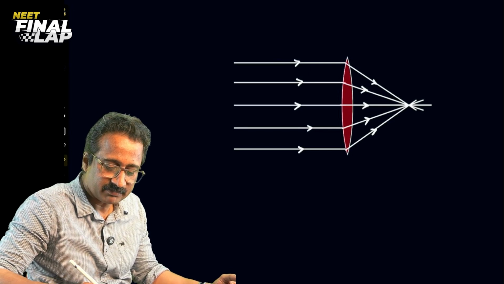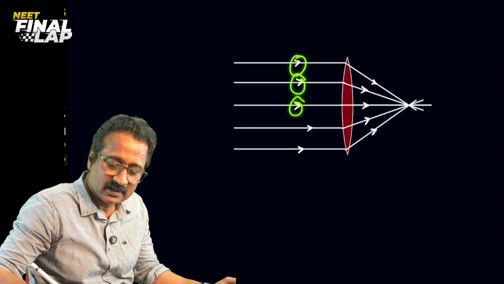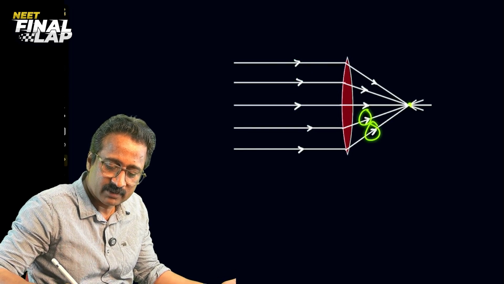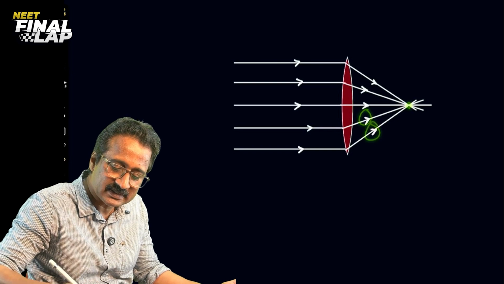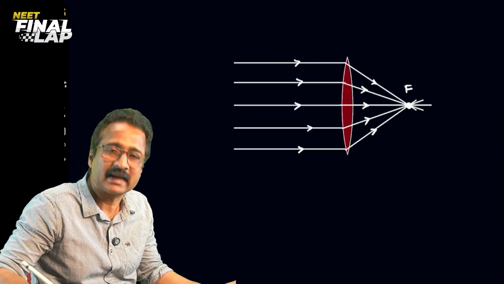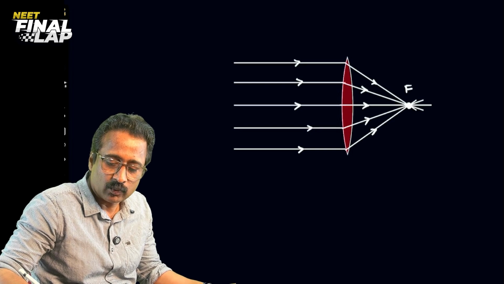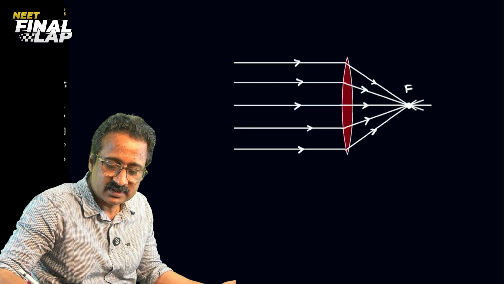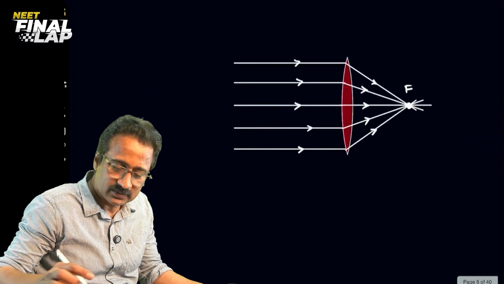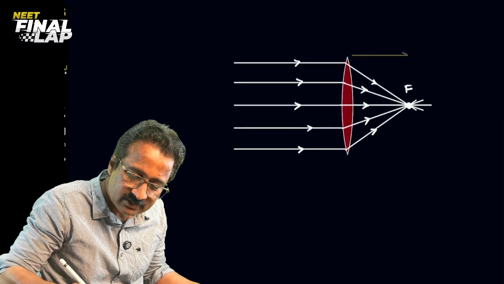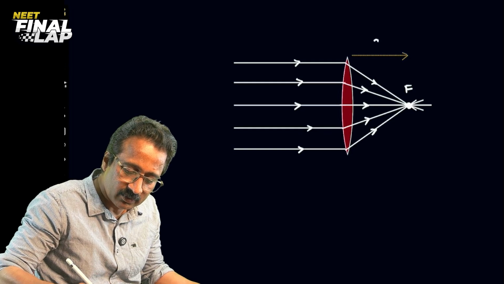When you pass a parallel beam of light like this, because of the shape of the lens, light rays will converge like this. They'll converge to a point here. And you know that this point is actually called the principal focus of that lens. And at what distance that point is produced, that will be considered as a focal length also. So see here, this distance, that will be considered as a focal length. This will be small f.